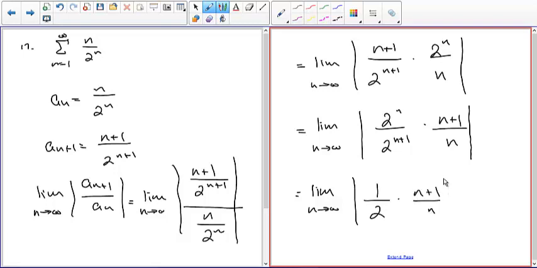Can't simplify that. But you can see that as n goes to infinity, this term is going to go to 1. So this is going to stay at a half because it doesn't involve n. This term involves n, but it will go to 1. And so you'll get a half times 1, which is a half, which is less than 1. So that series will also converge according to the ratio test.